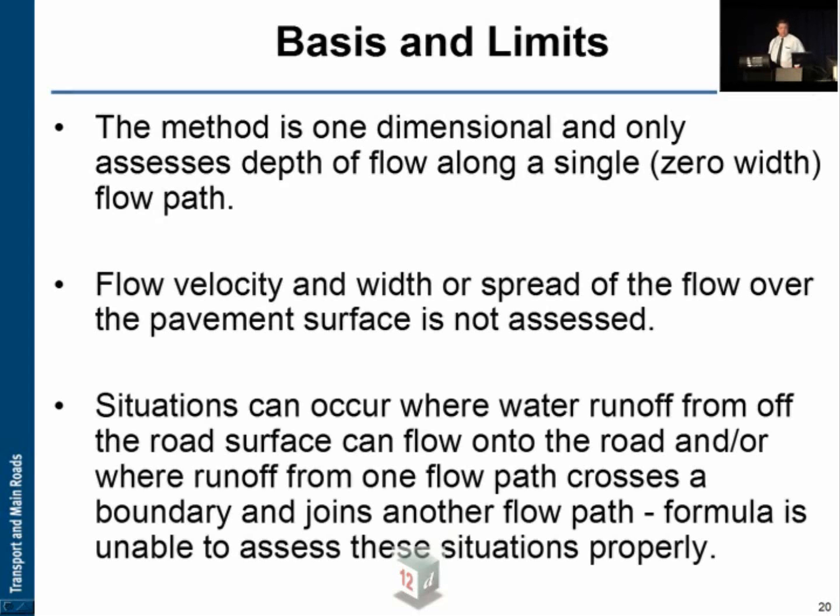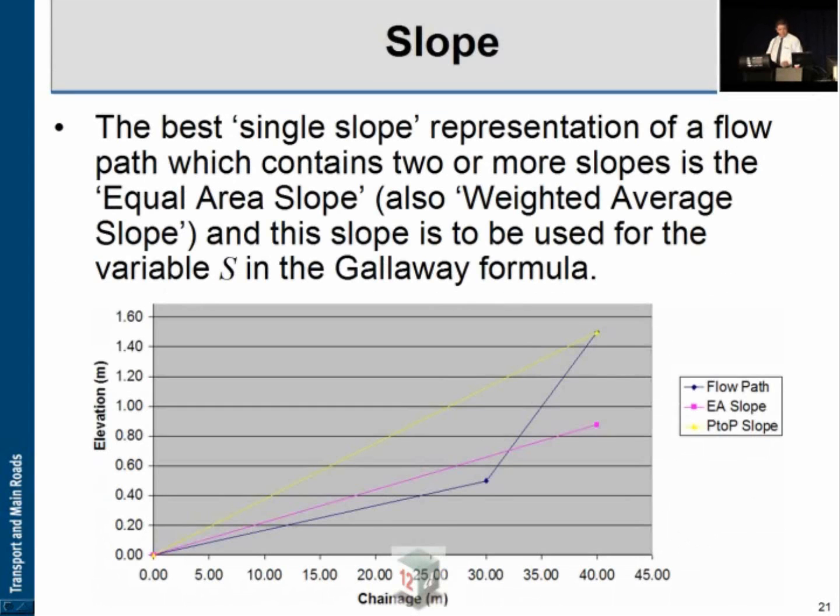And also there are situations that can occur where the water runoff from off the road joins the road, or on the road surface being fairly flat-natured, the boundaries between different flow paths and catchment areas is quite small. So if you get a bit of a build-up, it can easily jump across to the other flow path. So the Galloway formula can't really assess that properly.